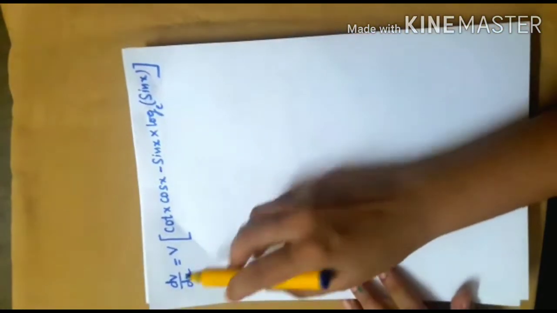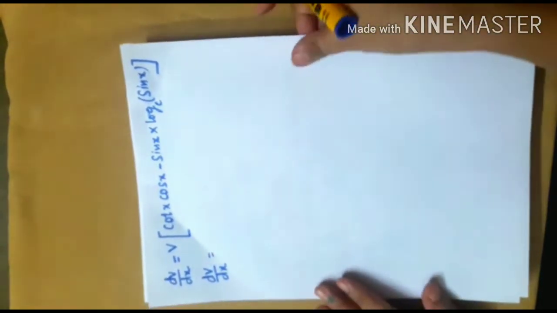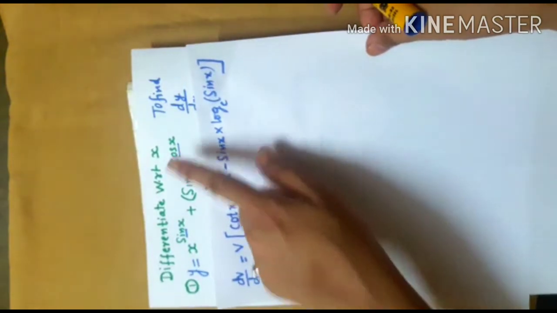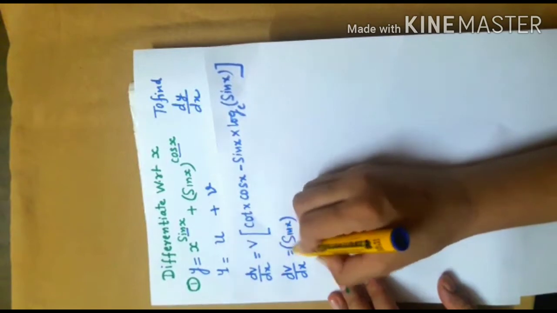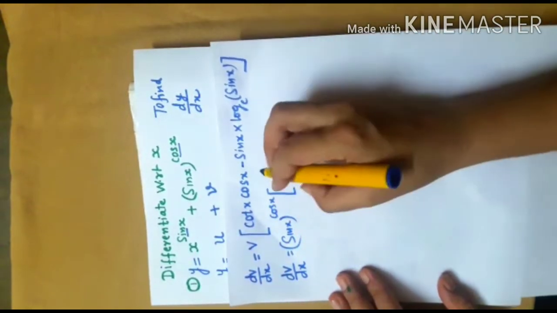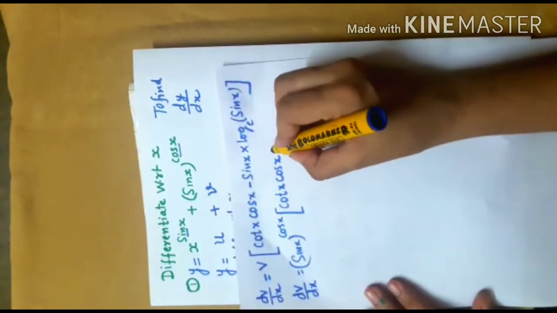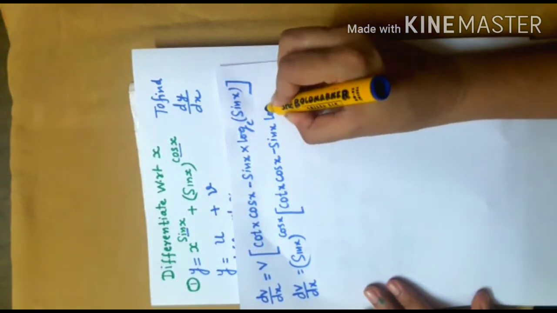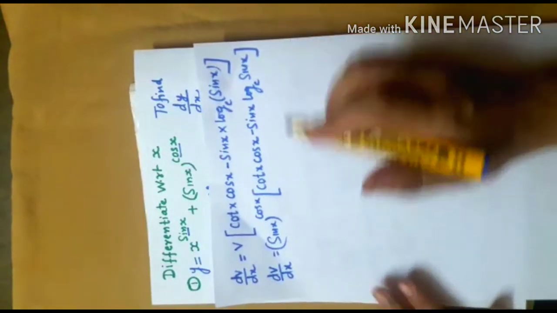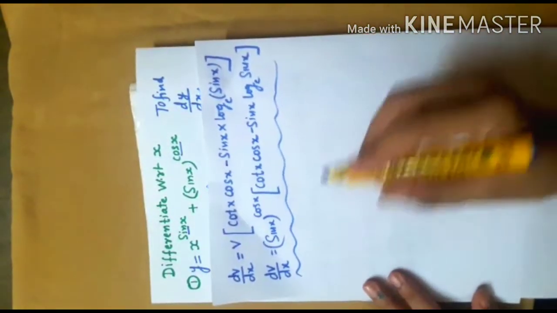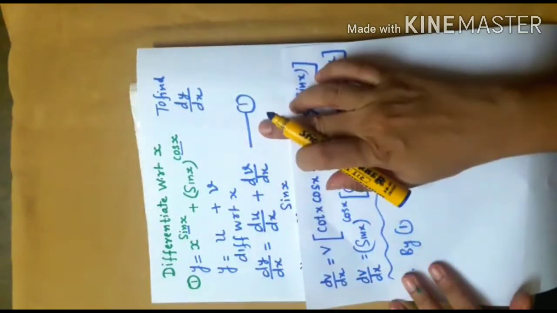So we have obtained dv by dx as this. Now here, what was v? Yes, v was sin x raised to the power cos x. So I'll replace v with sin x raised to the power cos x into cot x into cos x minus sin x into log sin x to the base e, right? So this is dv by dx. So therefore, by 1, this is our relation 1.